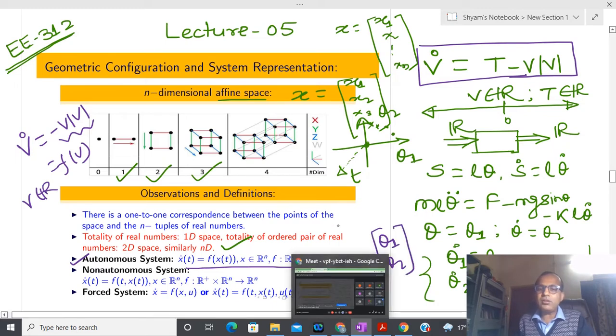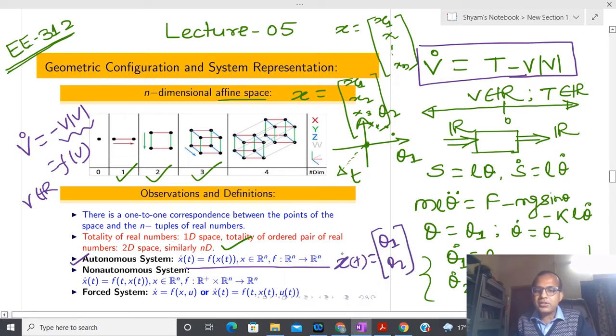Does anyone have confusion now? If you take x dot, then theta 1 dot and theta 2 dot appear, because if you have some kind of column vector, and since the differential operator is a linear operator, when you differentiate here, theta 1 dot and theta 2 dot come into the picture. So for the pendulum system, x(t) is nothing but theta 1 and theta 2. Does anyone have confusion on this point?